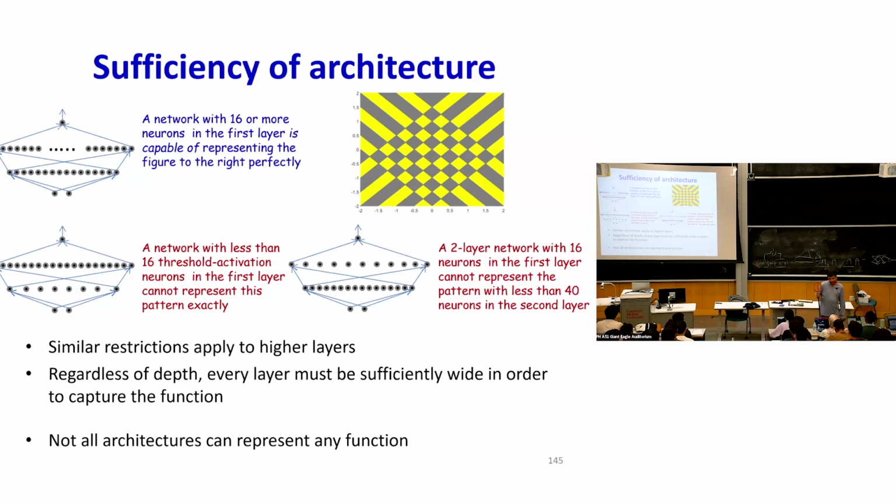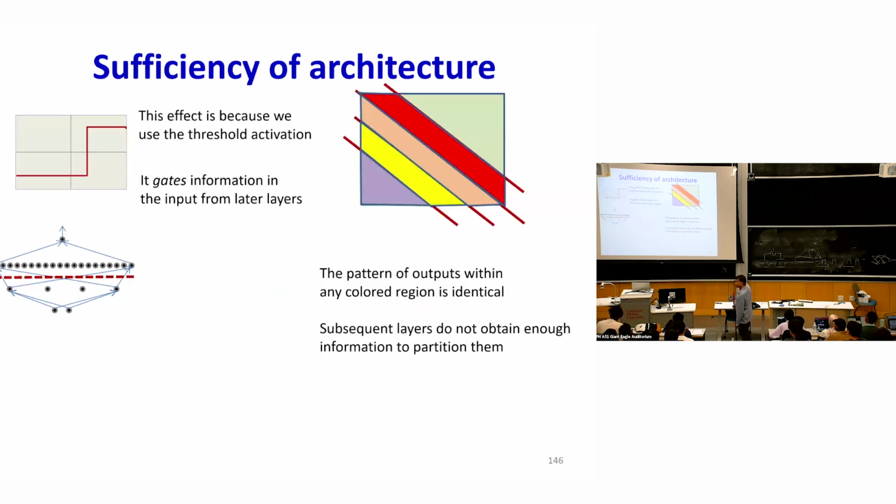But there was one little caveat in all of this. And the caveat is that I assumed a threshold activation function. And the threshold activation function has this nasty property, it gates information. It only tells you whether you're on one side of the threshold or the other, which means that if I had only 4 neurons in the first layer, I would only get information of this kind, telling me which strip the input lies in. And that is not enough information for subsequent layers to actually recover the decision boundary.